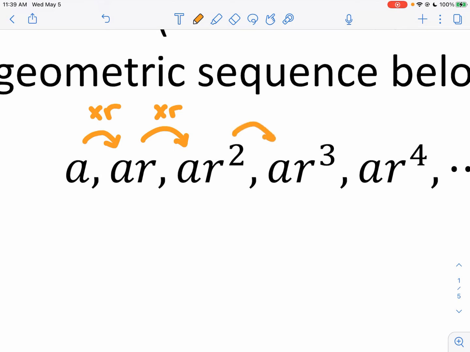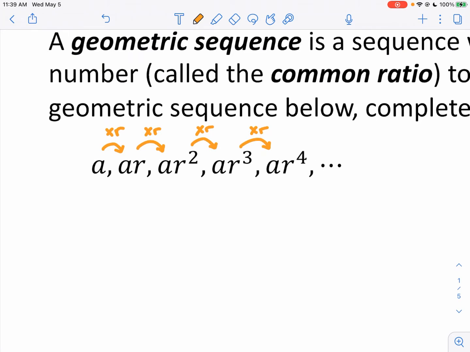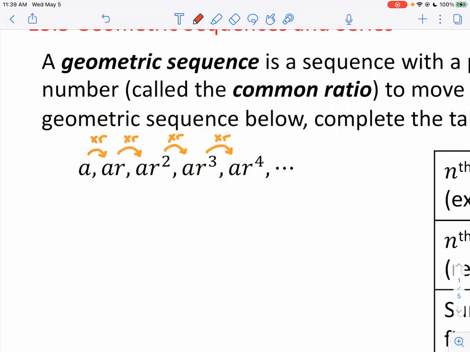And you can see this pattern continues, and the net effect is just that the exponent on the R keeps increasing by 1 as I continue to multiply by R to go from term to term. And furthermore, we'll say that A without a subscript stands for A sub 1, the first term. A times R will therefore be our second term. AR squared will be our third term. AR to the third will be our fourth term. And AR to the fourth will be our fifth term, etc.